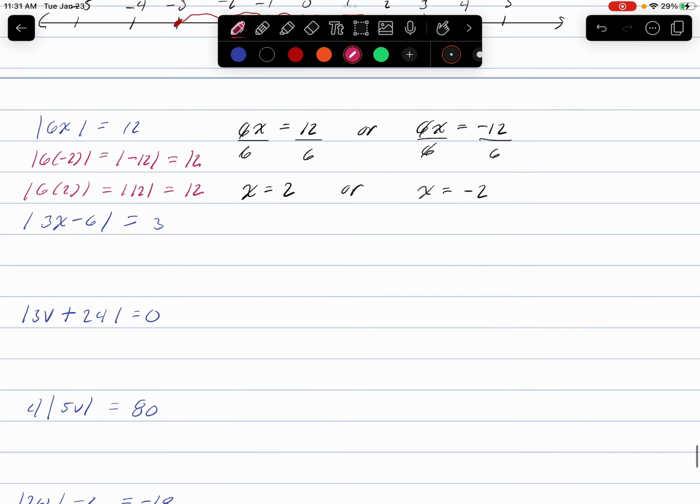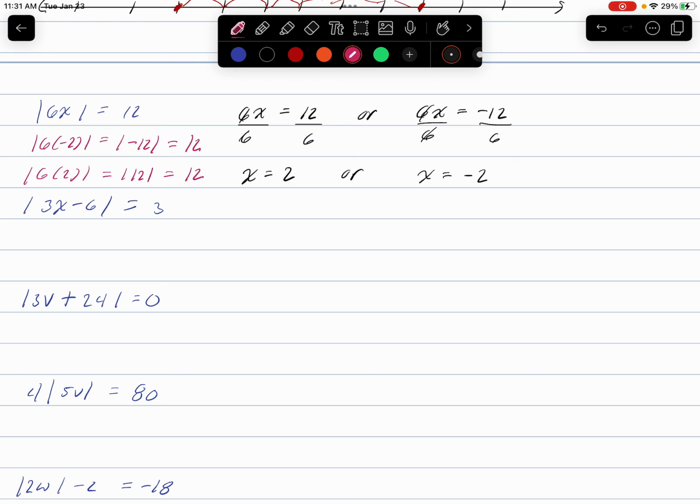All right, so let's look at this one. Here we have the absolute value of 3x minus 6. So here we need to consider 3x minus 6 is equal to 3, or 3x minus 6 is equal to negative 3.